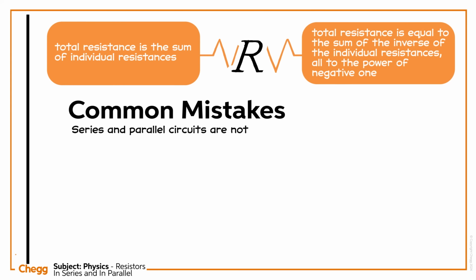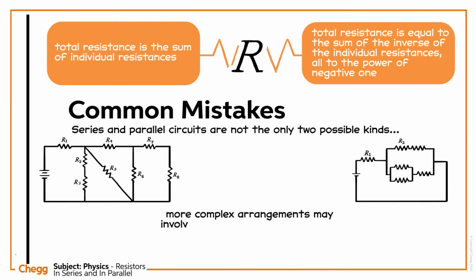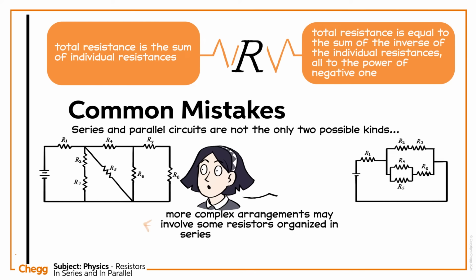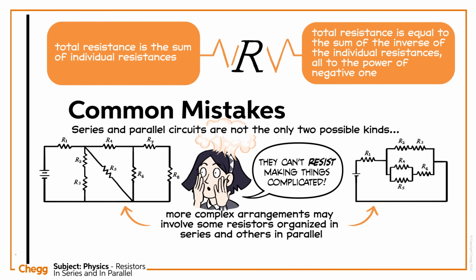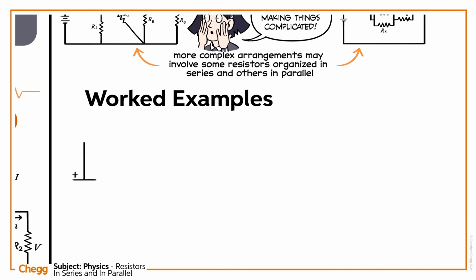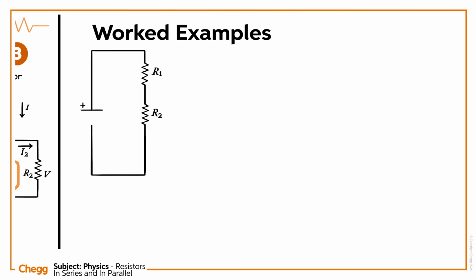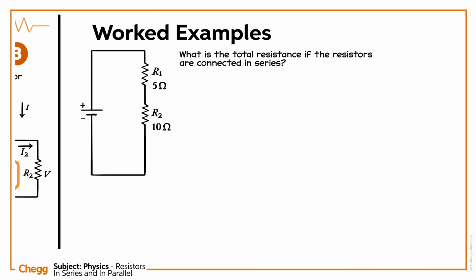Series and parallel circuits are not the only 2 possible kinds. More complex arrangements may involve some resistors organized in series and others in parallel. Let's try an example. Look at this circuit with 2 resistors, one 5 ohms and the other 10. What is the total resistance if the resistors are connected in series? Pause now to try solving the question independently.